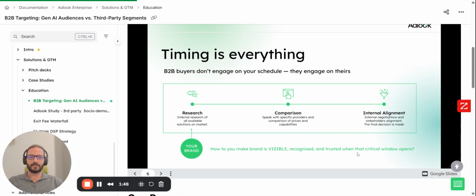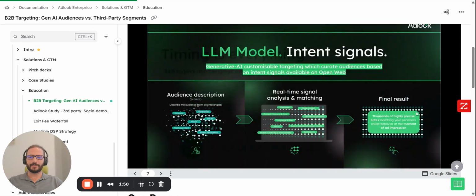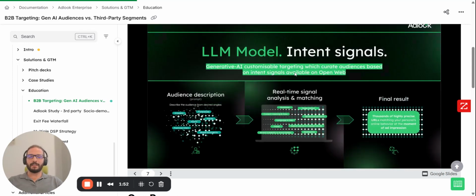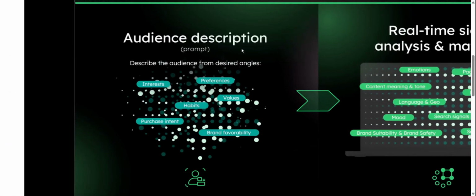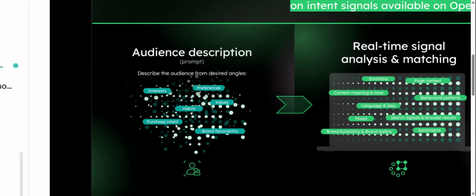Good question. Targeting the right audience. That's the answer: LLM model and intent signals. If you've watched my other videos, you know that we do use our own homemade deep learning algorithm. It is highly effective, and this allows us to do the following: targeting, prompting, describing your audiences. All this is done right here. Describe the audience from the desired angles, such as interests, preferences, habits, values, purchase intent, and brand favorability.